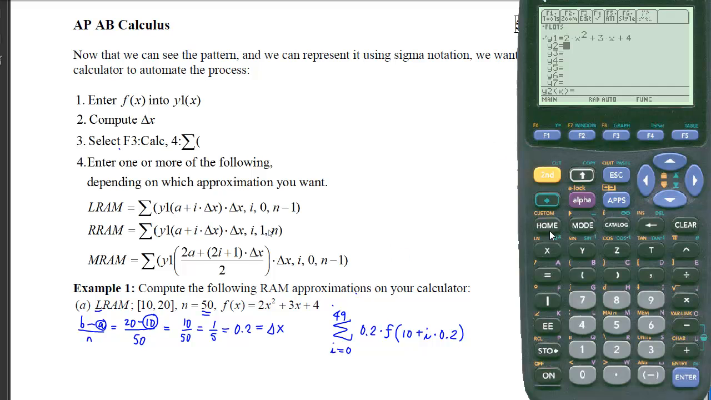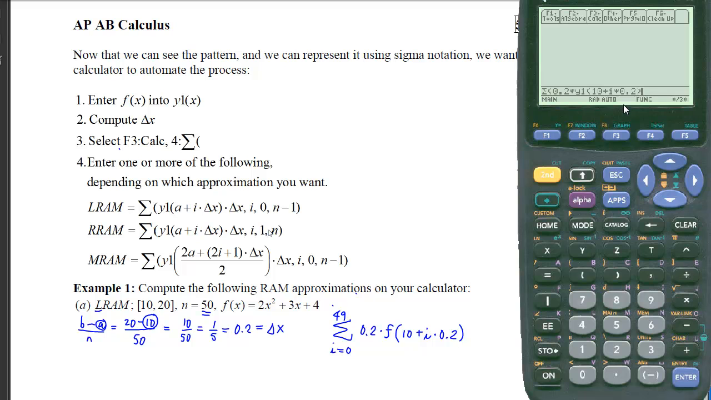Here's my Y1. On the home screen, I'm going to go to my Calc menu and choose the sum, which is number 4, and then I'm going to type in 0.2 times my function, which is stored as Y1, of my x sub i's, which will be my a plus my alpha i times my delta x, which is 0.2.